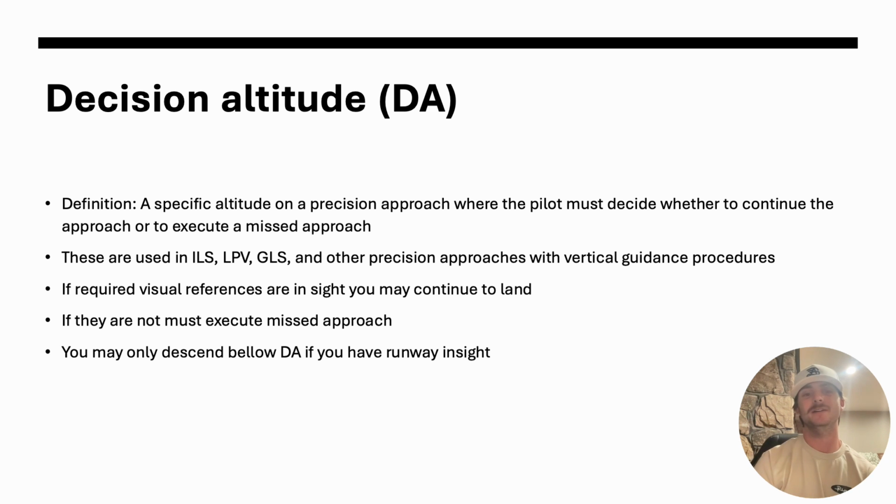If you have the runway in sight, you can descend below the decision altitude and land. If you do not have the runway in sight, you have to execute the missed approach. You can never descend below a decision altitude without having the runway in sight.